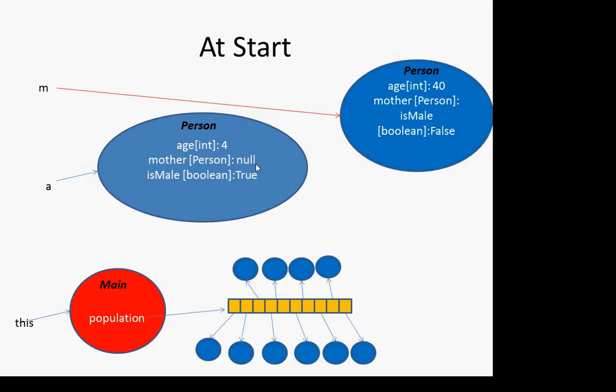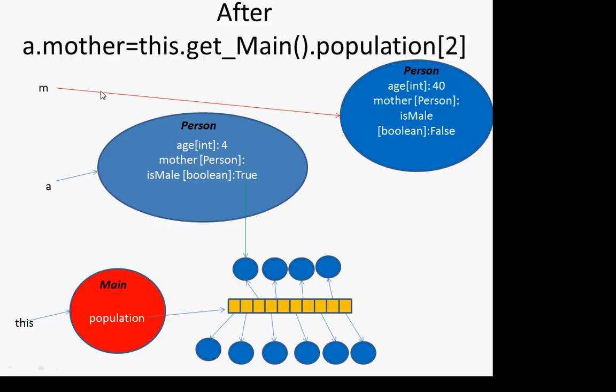And here, after setting that, it's going from pointing to nothing to pointing to the same thing M points to. And then if we changed it further, A dot mother equals this, what this would be referring to is this dot population. It's the third person in the population it's going to be referring to. Okay, so this is the population. I'm showing it here as having this array associated with it. This is the first person in the population, the second person. This is a third person. In other words, a reference to a third person in the population.